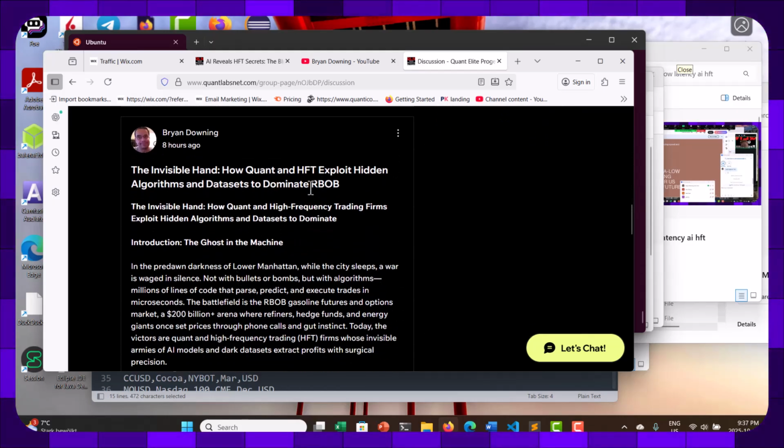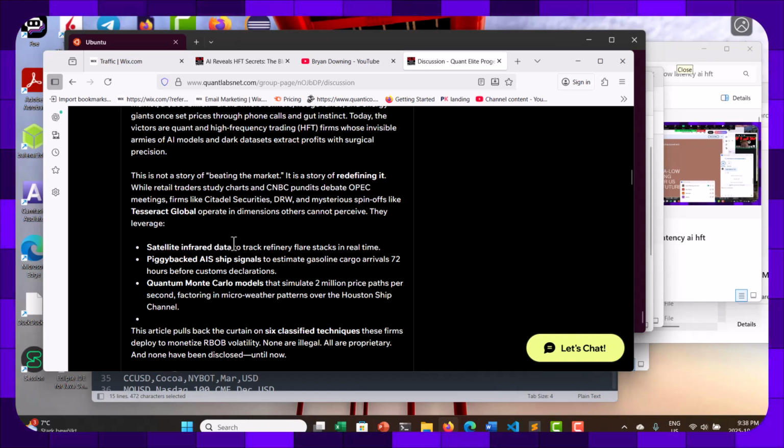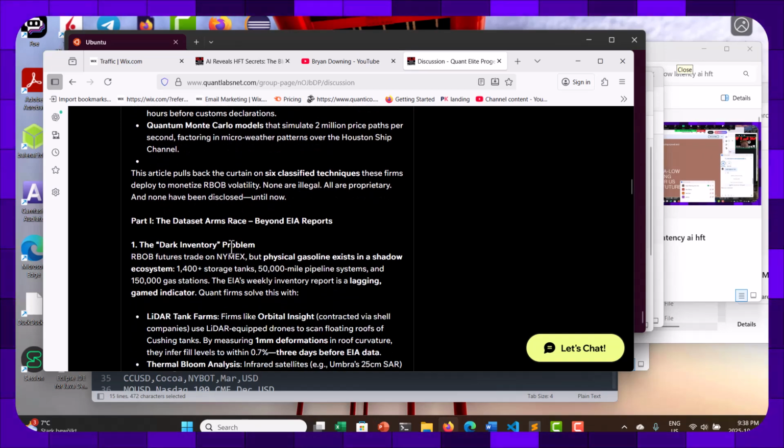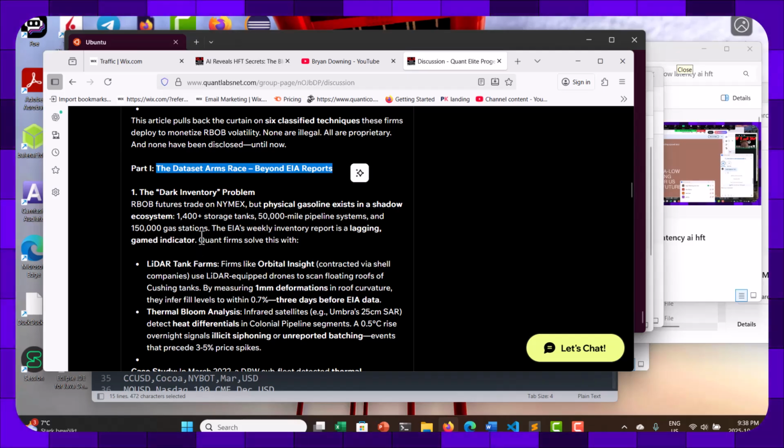So the first one we're going to look at is the RBOB gasoline. I'm going to go through some of the techniques here, some of the techniques used for trading that the HFT shops would use. Some of these are well known.